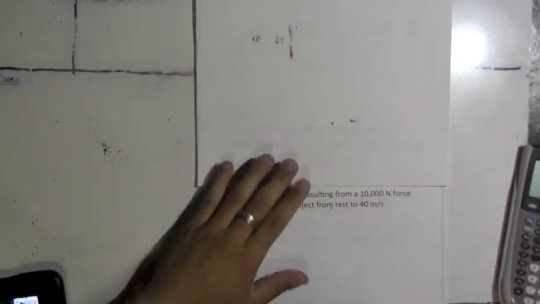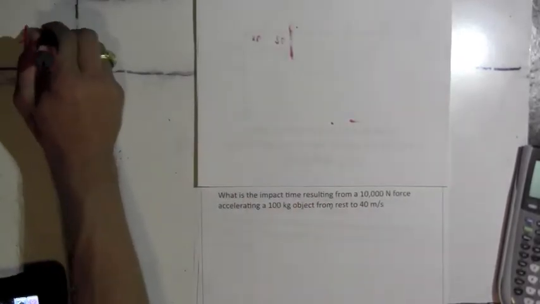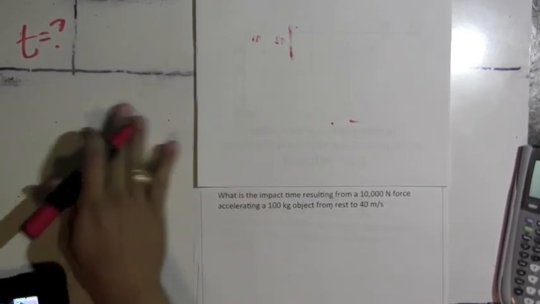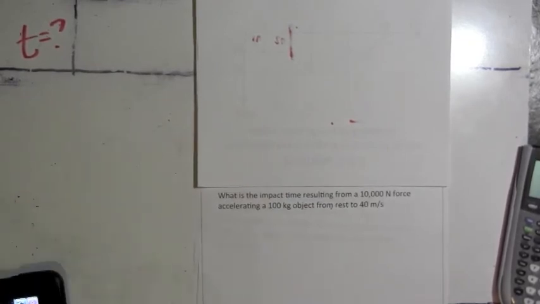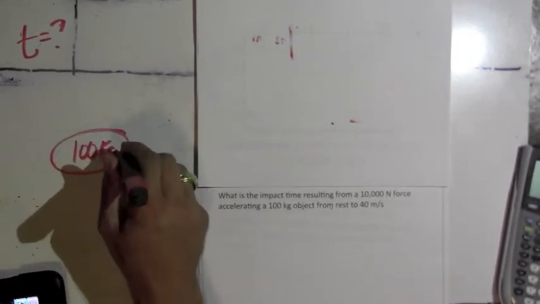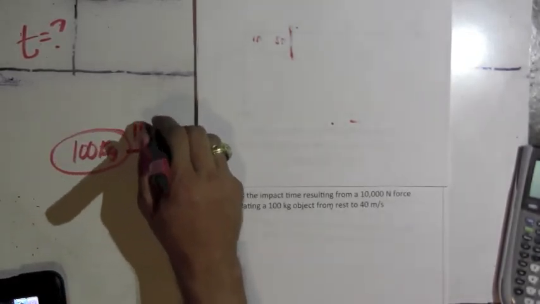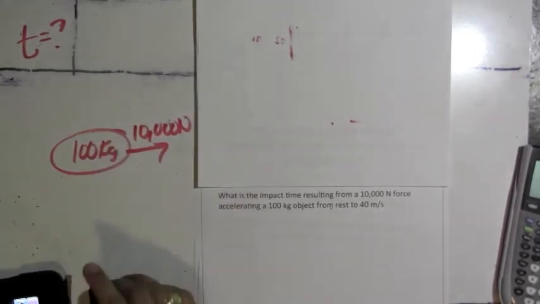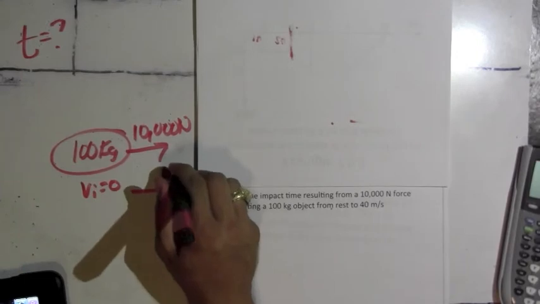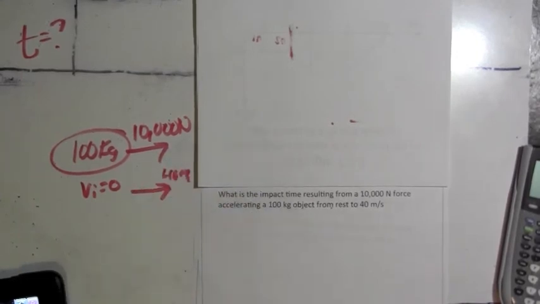Okay, this question says, what is the impact time, or the t, that results from a 10,000 Newton force accelerating a 100 kilogram object from rest to 40 meters per second. So you have some sort of 100 kilogram object, and we're going to apply a force of 10,000 newtons to it, which is quite a bit of force, and that's going to take it from 0 to 40 meters per second, so almost 100 miles per hour. And we want to know how long the force is in contact with this object.